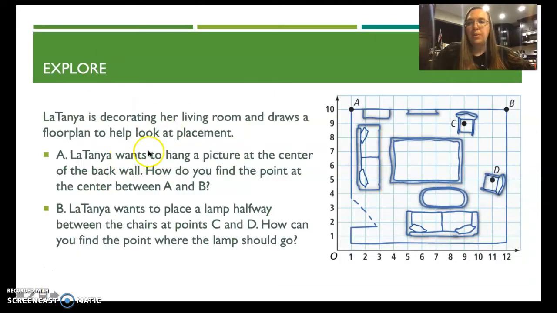This first example asks us to explore with LaTanya as she's decorating her living room. She's going to want to hang a picture in the center of her back wall. And she says, how do you find the point at the center between A and B? And I am recording this video from my kitchen because LaTanya and I have something very much in common here.